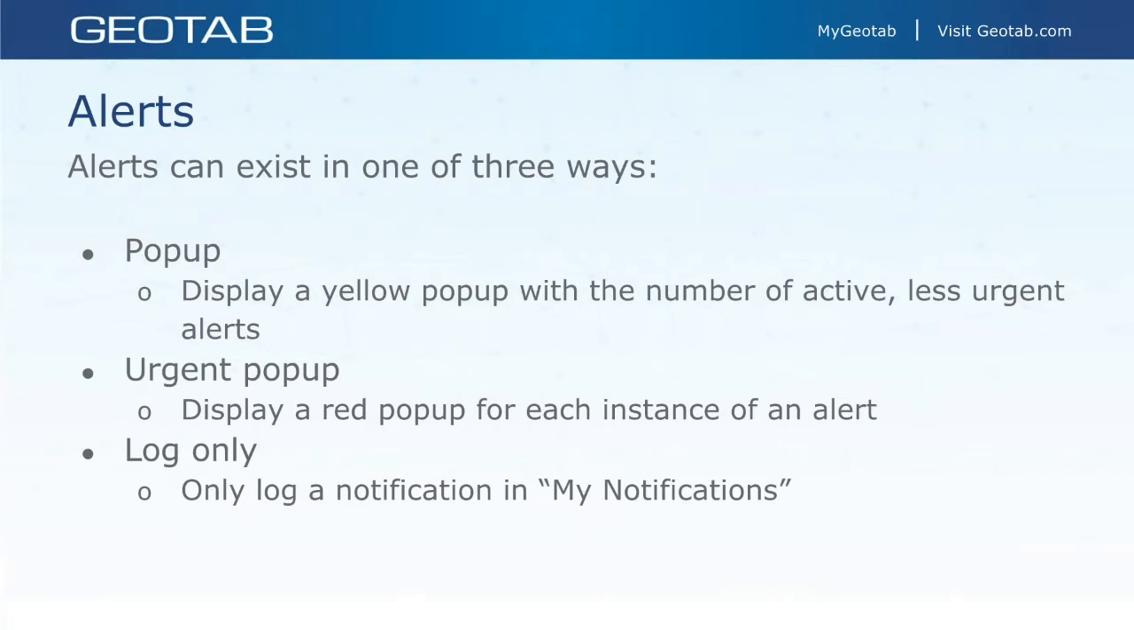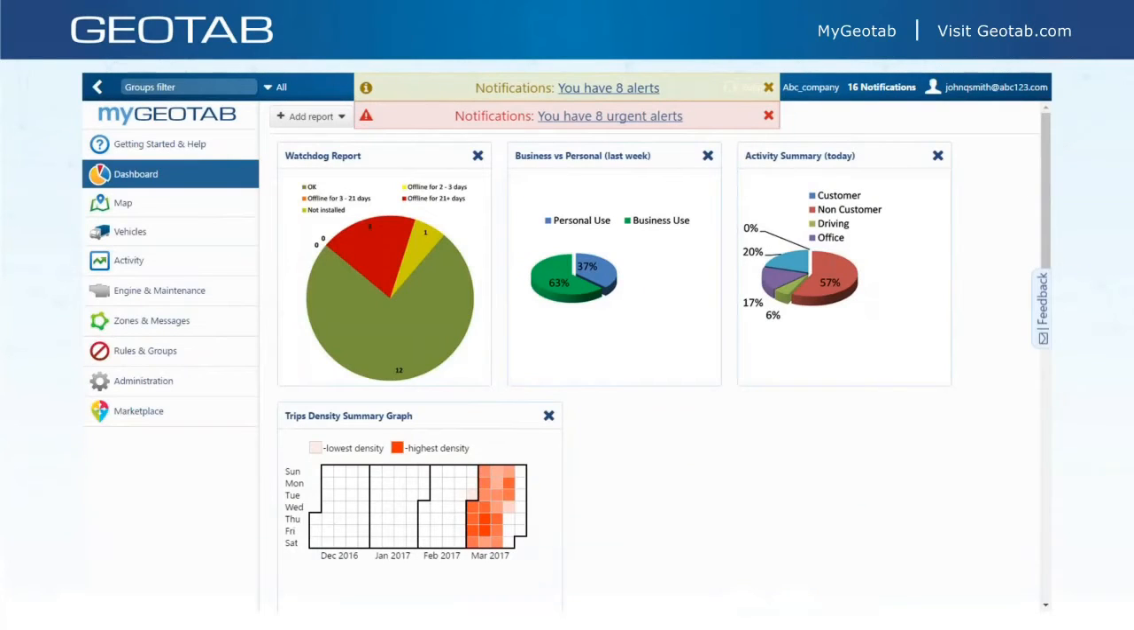You have an urgent pop-up, which is a red pop-up for each instance of an alert, and then you can create a log-only event, which logs a notification in My Notifications. So here's what these look like. The top that you see there, that yellow bar, that's just the standard pop-up. Below that, the red bar, you have the urgent notifications. Now, you don't have to create a notification or a pop-up for that.